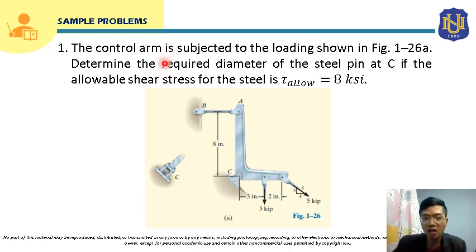In order for us to compute the required diameter, we have to determine first the required area, and we are going to use the allowable shear stress, which is equal to 8 ksi, and we also need the internal loading. So in order for us to solve the internal loading, we have to solve first the reaction here at point C. To solve that reaction, we are going to apply what you learned in statics of rigid bodies or engineering mechanics. So let's start solving this.